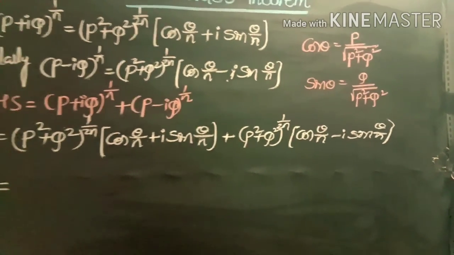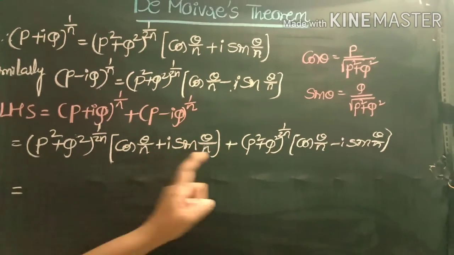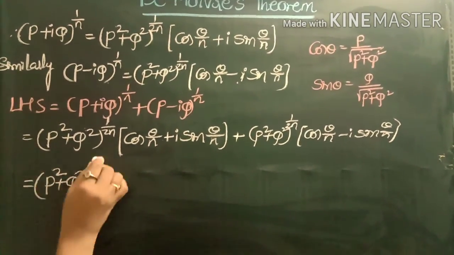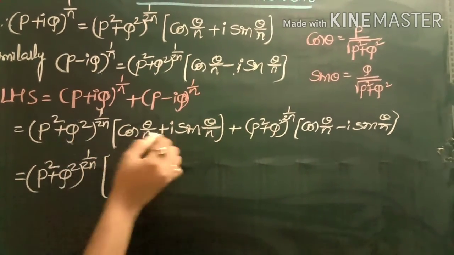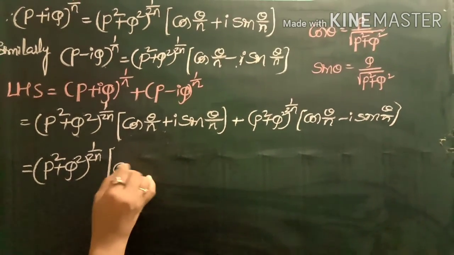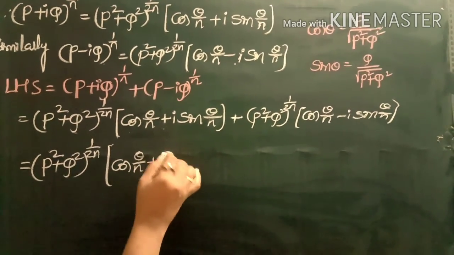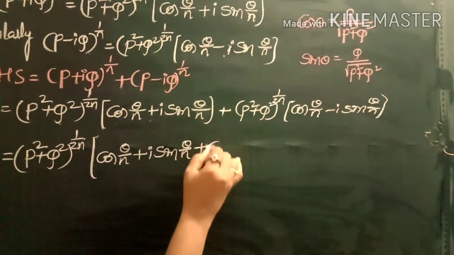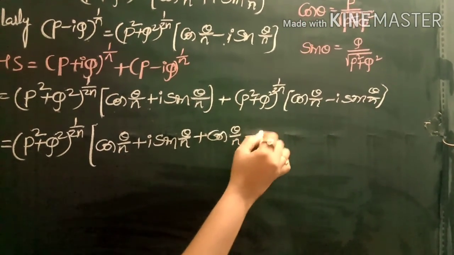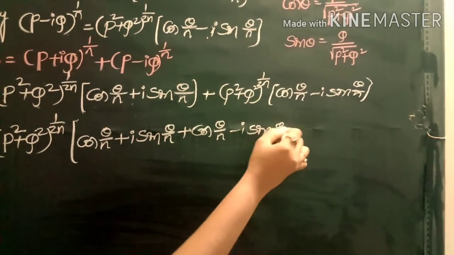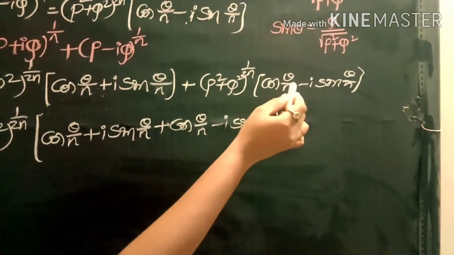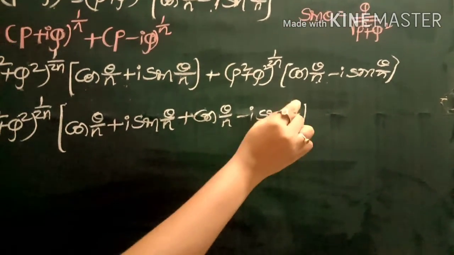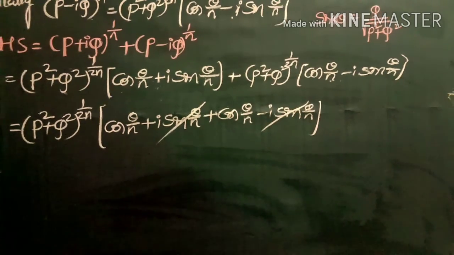Now this is equal to, taking (p² + q²) to the power 1/2n common from the two terms, that is (p² + q²) to the power 1/2n into, taking this term common from the first and second terms, the remaining first term is cos θ/n + i sin θ/n, and the remaining term of the second term is cos θ/n - i sin θ/n. Here plus i sin θ/n and minus i sin θ/n get cancelled.